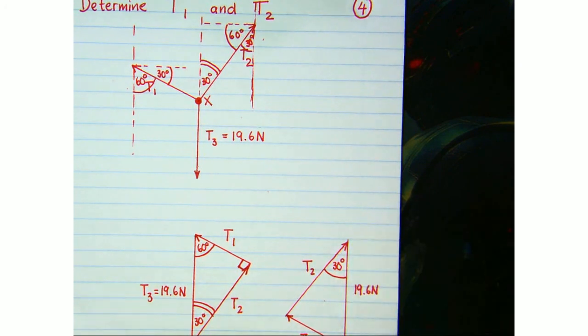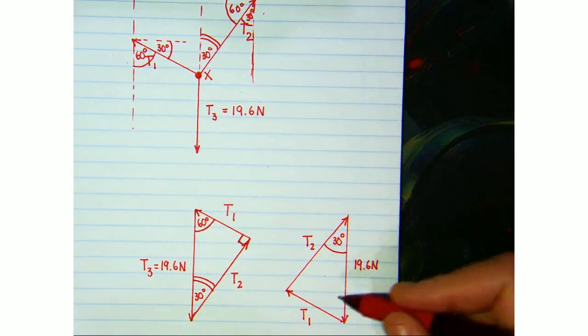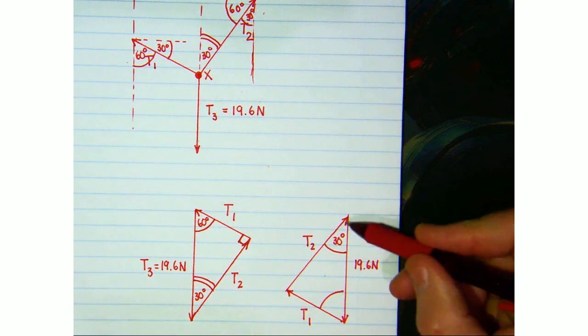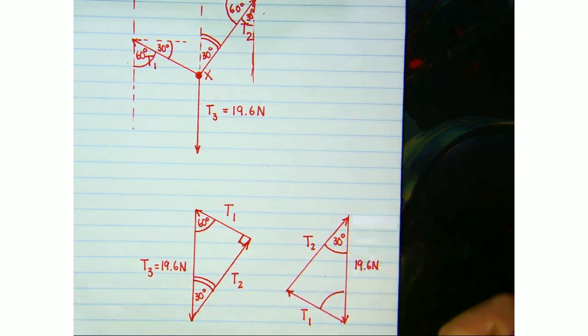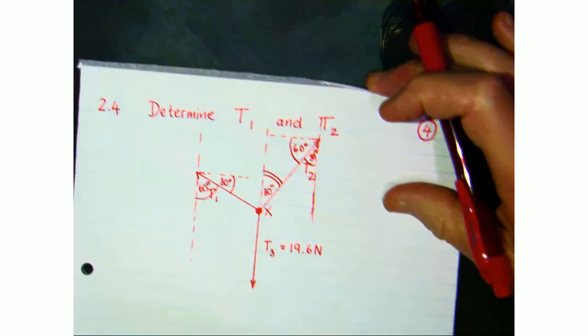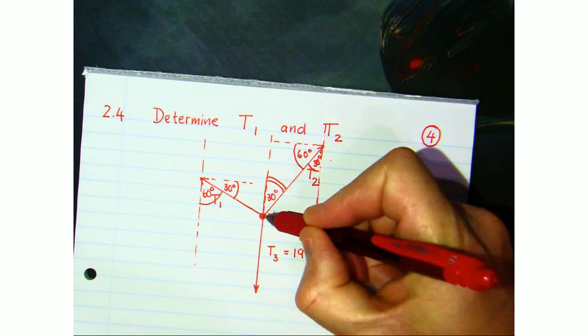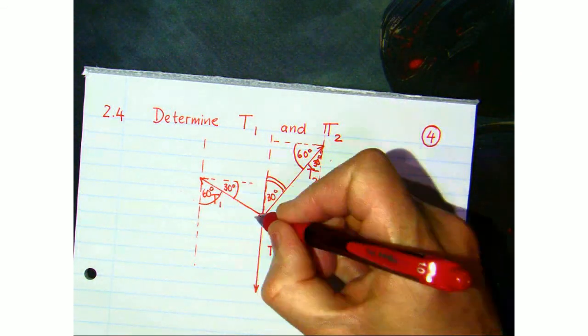I can then look for this angle. It's the angle between the vertical and T1. And there it is, the angle between the vertical and T1, which has to be 60 degrees.